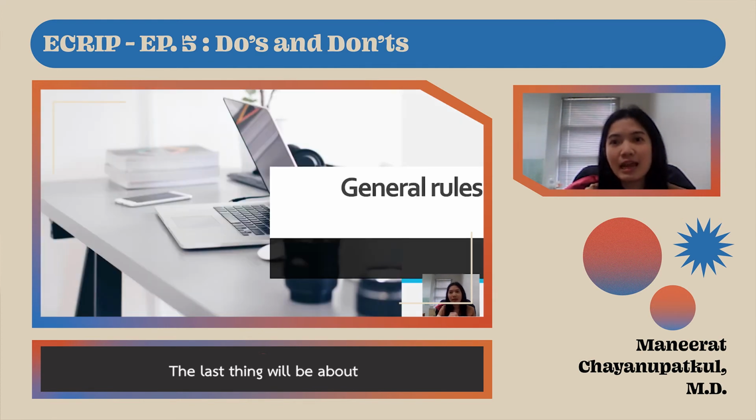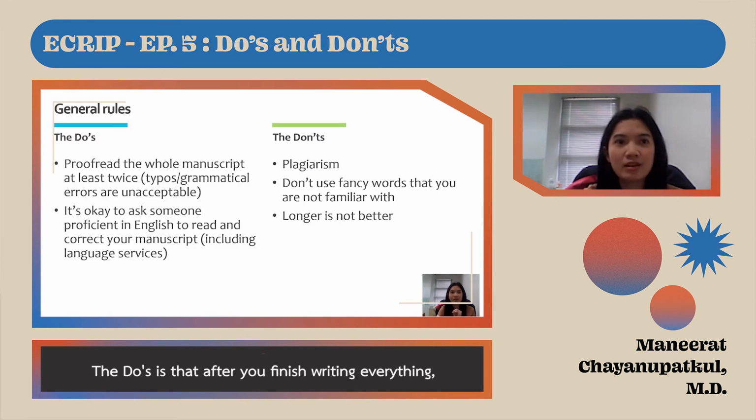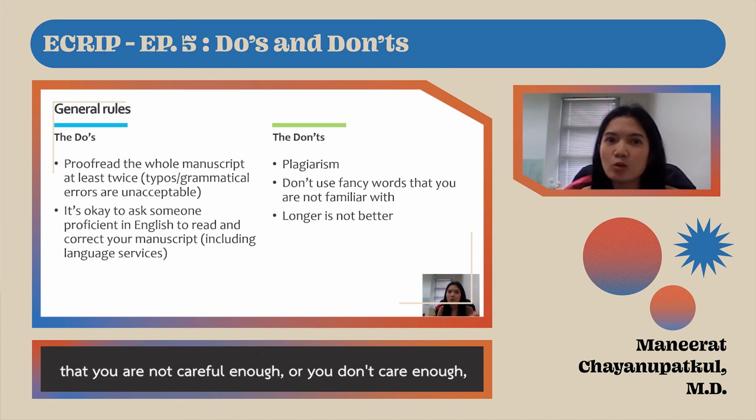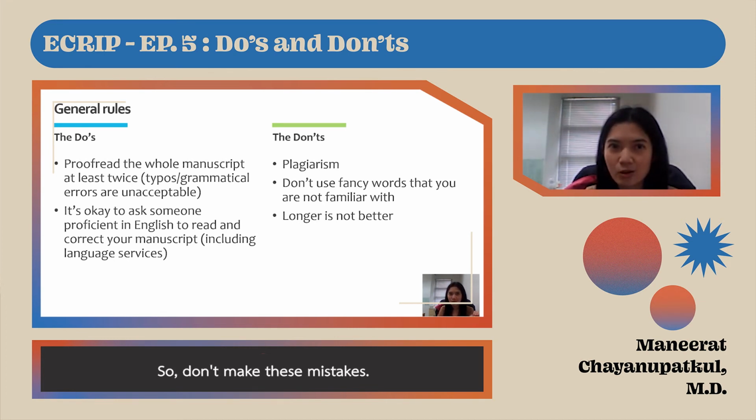The last thing will be about the general rules of the do's and the don'ts. The do is that after you finish writing everything, proofread the whole manuscript at least twice to look for any typos or grammatical errors, because for a research paper, typos and grammatical errors are unacceptable. It says something about you, that you are not careful enough or you don't care enough, or something along those lines. So don't make this mistake. Proofread at least twice, but actually do more than twice even.